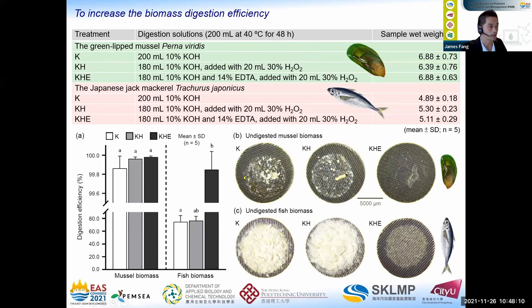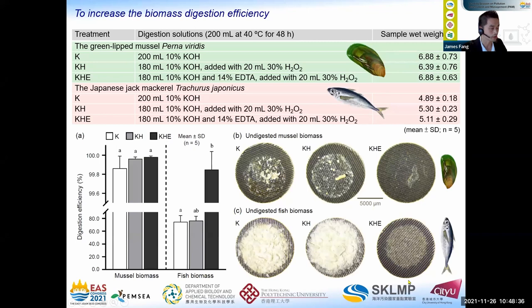As we have discussed on the last slide, these biological materials have a strong autofluorescence that can interfere with the Raman signal, which is not good. And therefore, for mussel, we recommend the treatment KHE. You see the digestion is very clear. For fish, the result is even clearer.